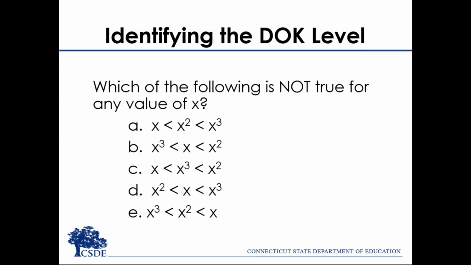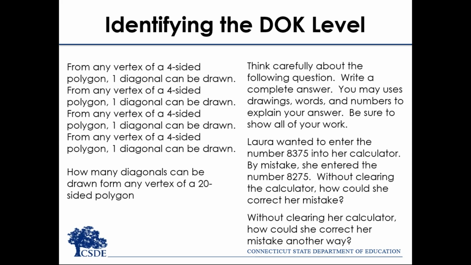This example is an example of DOK Level 3. This item requires generalizations, reasoning, and hypothesis testing. Even though these are all multiple choice items, the complexity of the problem and the level of cognitive demand that is needed in order to solve the problem is varied. This same idea holds true for open-ended questions. An open-ended question does not necessarily mean that it will be at a higher DOK level. To demonstrate this point, look at the questions on the slide.